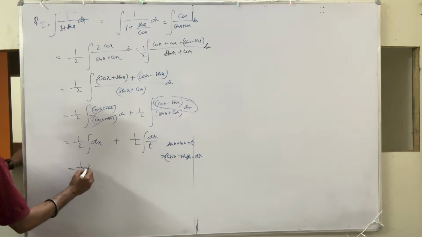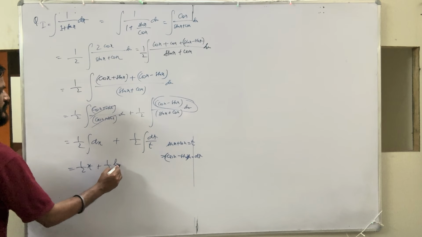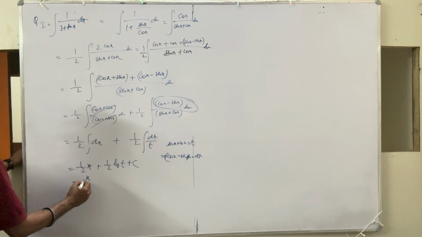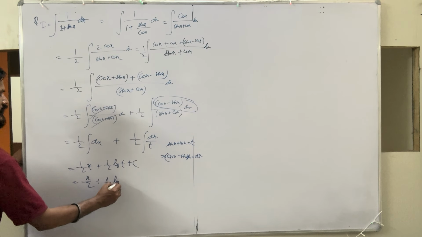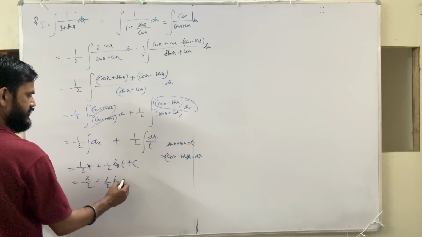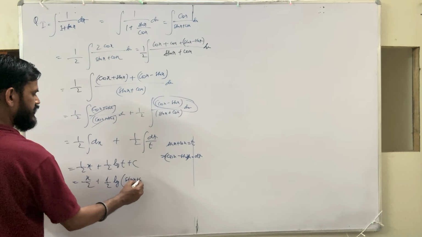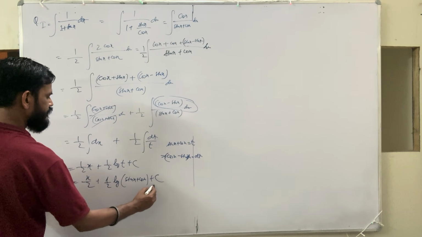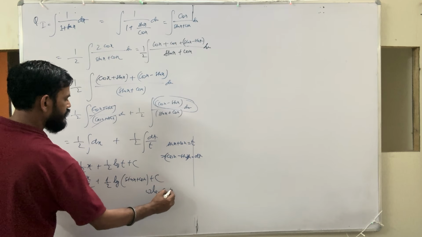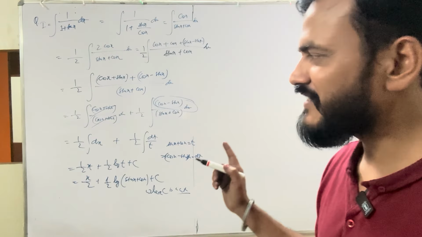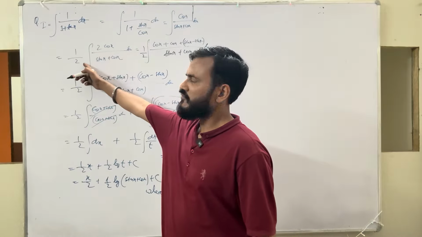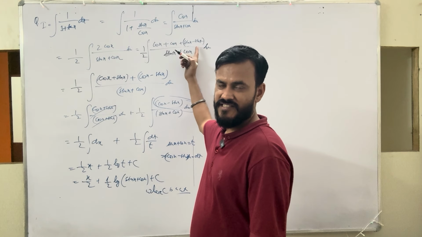So it becomes 1 by 2 x plus 1 by 2 log t plus c. So x by 2 plus half of log t. What is t? It will be sin x plus cos x plus c, where c is a constant. So this was one of the important questions. It is slightly tricky because you need to multiply by 2 and divide by 2, and then you need to add sin x and cos x.